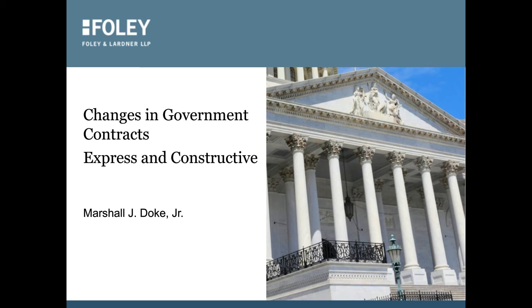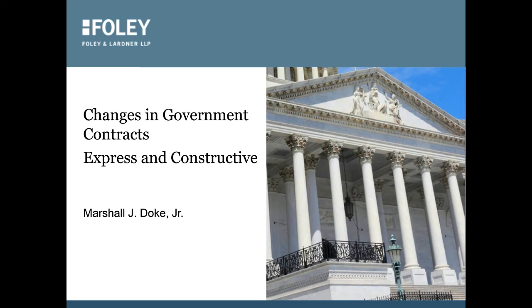How do you make a change in government contracts? Well, changes in government contracts can be bilateral, meaning two parties, or unilateral with one party. A bilateral change is where the contractor and the government agree in advance on what is to be changed and the contract price adjustment, if any. The unilateral is where a change order is made by the government. It's not a change proposal, it's a change order that the government issues.